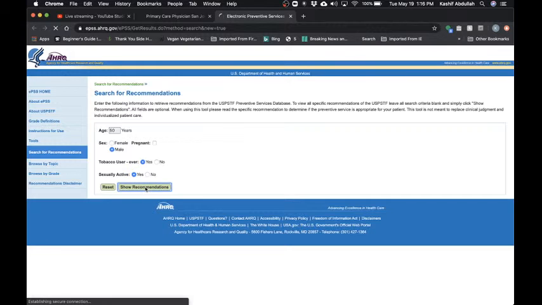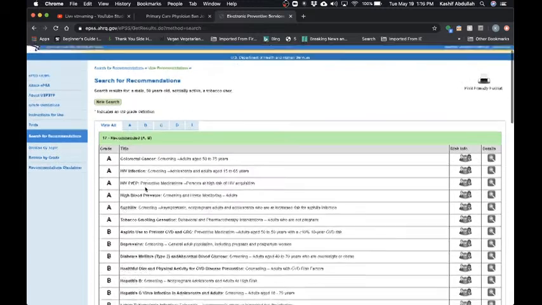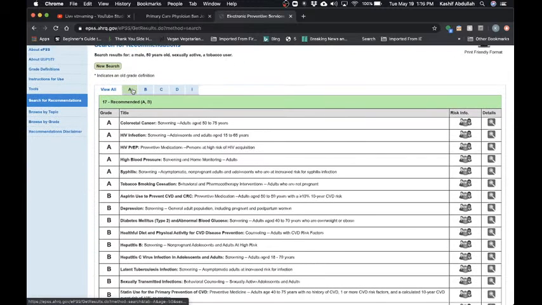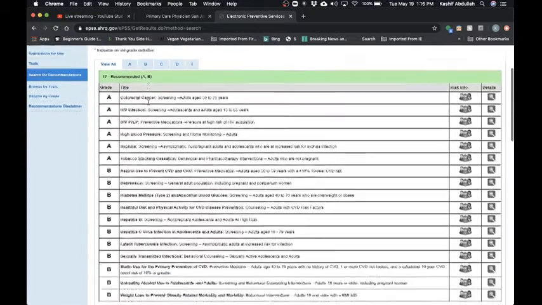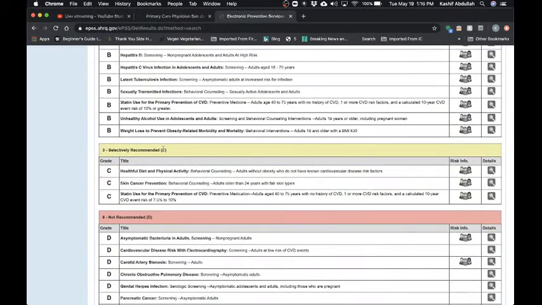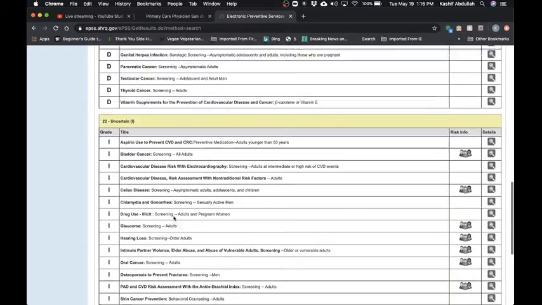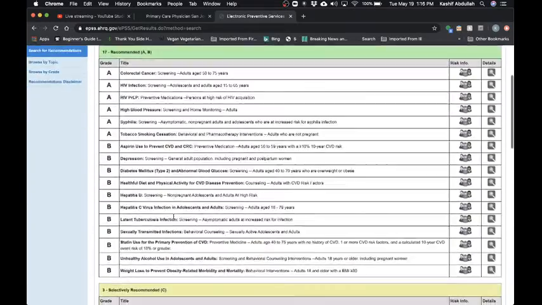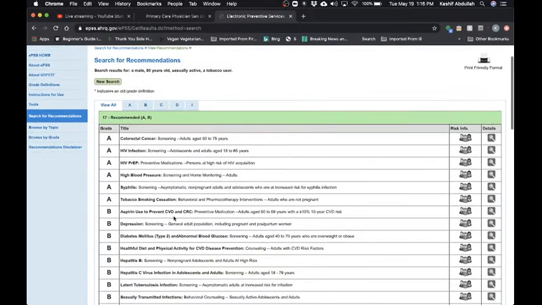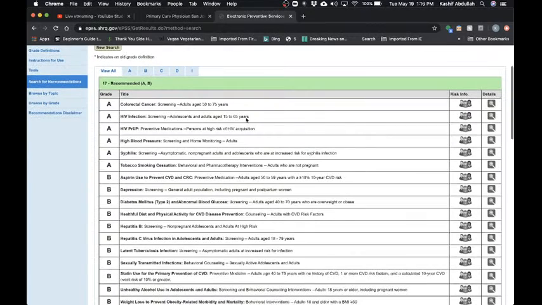And we show recommendations. There are actually 5 recommendation grades: A, B, C, D, and I. A and B are recommended for an annual checkup. C are selectively recommended, and then D is not recommended at all. And then there's I as uncertain. Do we do them or not? So usually I'll just go through A and B with patients. So for this man who is 50 years old, who is sexually active and smokes tobacco, what would we do?